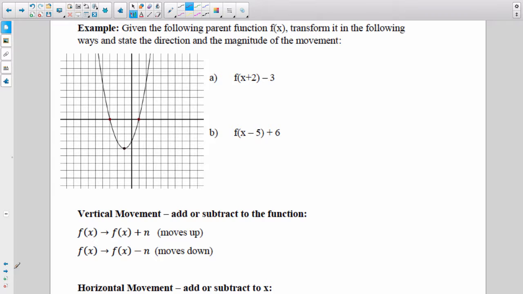Let's do some combined transformations. So I hope you're at the point now where this is kind of easy, and you're going to say to yourself, all right, if I'm inside, I'm going to the opposite direction. So I'm probably going to go left 2. And if I'm outside of everything, I'm going to go down 3. This guy here, I'm going to go right 5, the opposite direction of the sign, and up 6.